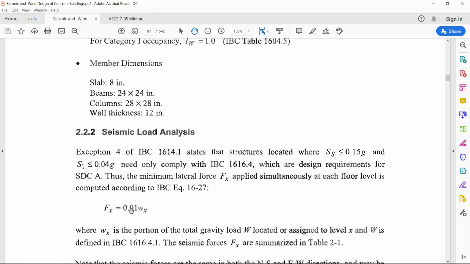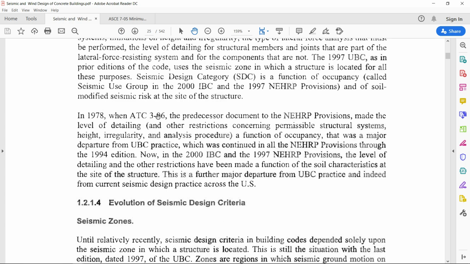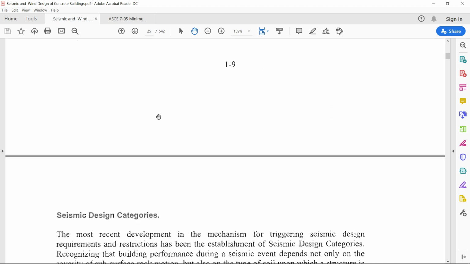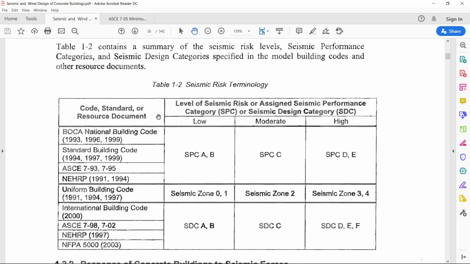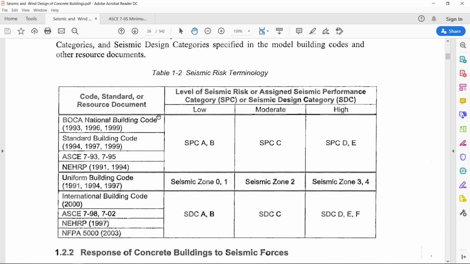When I use this word seismic design category, then the question arises that if this building is categorized as seismic design category A, then there should be B, C, D, E, F, G, H, I do not know how many. So how to define the seismic design category? Let us go back to the code and see how these seismic design categories are specified.